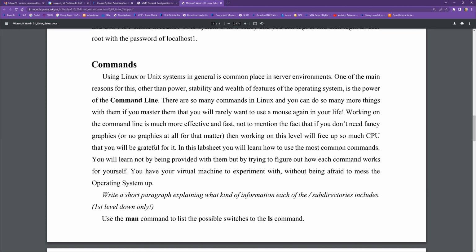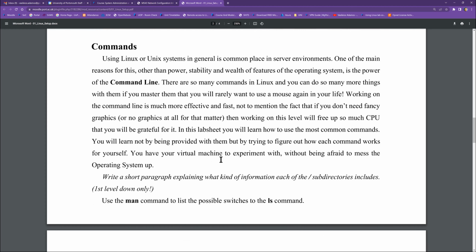If you know how to use Linux, then this will be a breeze, just a walk in the park. If you don't, this is a good opportunity for you to learn and to figure out how things work in the operating system. There are questions like: write a short paragraph explaining what kind of information each of the / subdirectories includes, so all of the folders in the system.